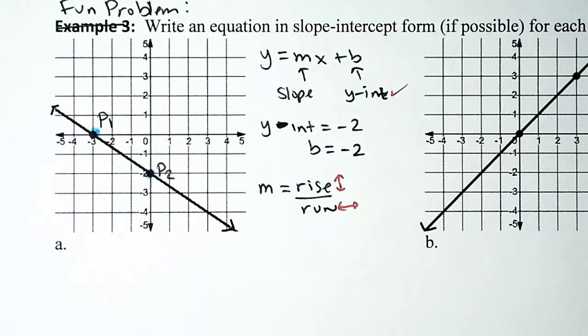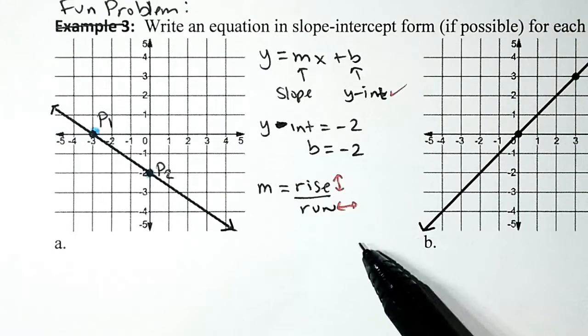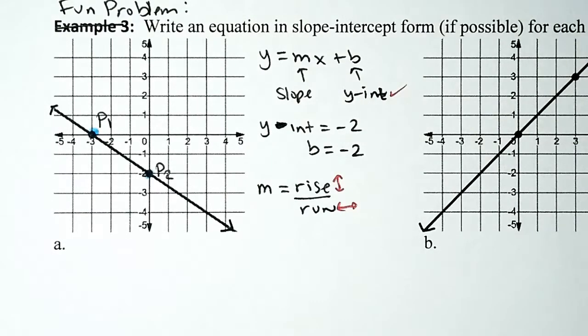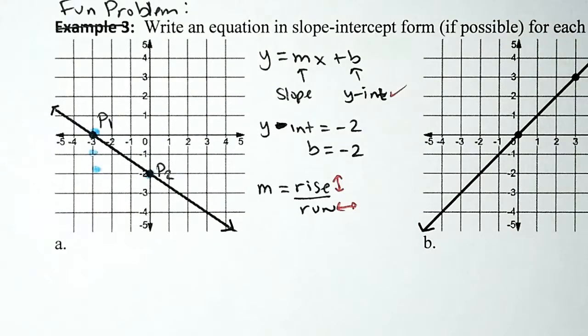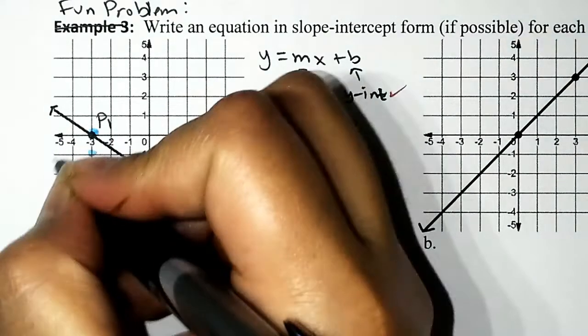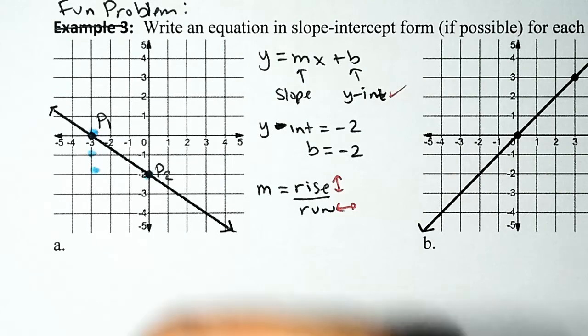Rise. How many units are we going up or down to be at the same height? In this case, I think we have to go down 1, 2 units. Okay, so because we have to go down 2 units, our rise will be -2.